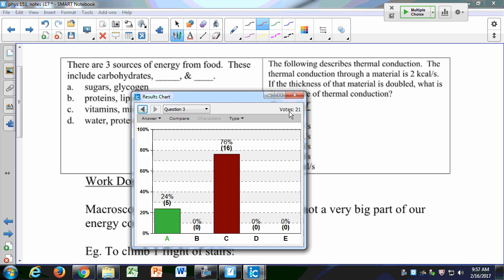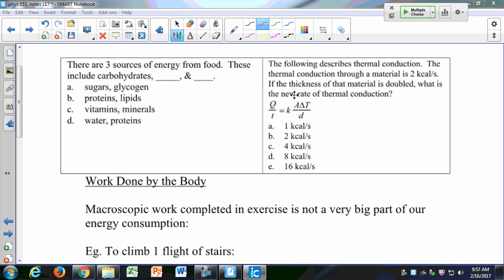Okay. A is right. Because, look. It's like the marshmallow fork, right? The marshmallow forks that we used to have are really short. That's the distance D. But if I make them longer, I don't have as high a rate of thermal conductivity. In fact, if I increase D by a factor of 2, this goes down by a factor of 2.